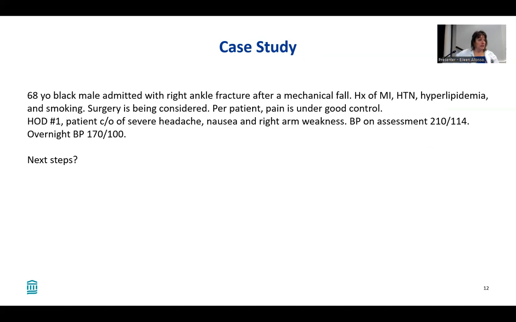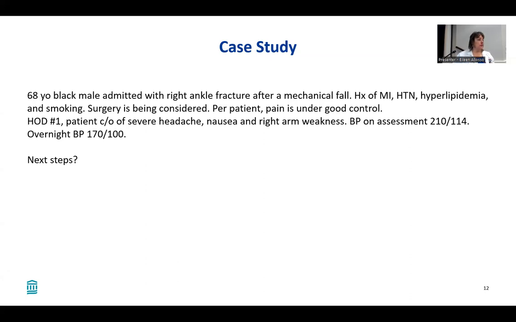So I'm going to review a case study. We have a 68-year-old black male admitted with a right ankle fracture after a mechanical fall. So he's being admitted for his fracture and nothing else. He has a history of an MI, hypertension, hyperlipidemia, and smoking. And per the patient, his pain is under good control.